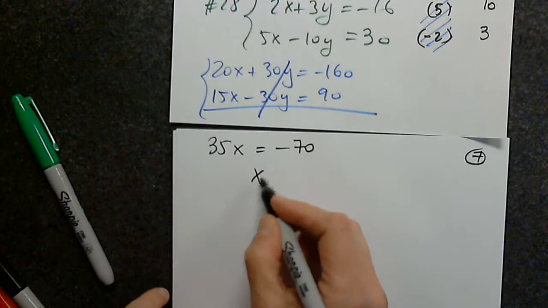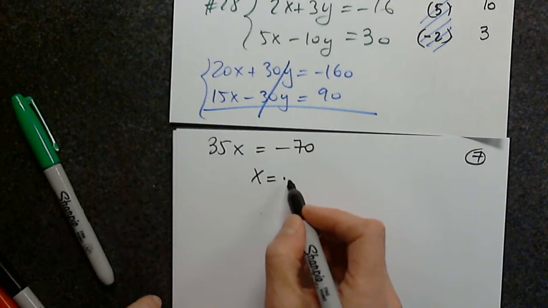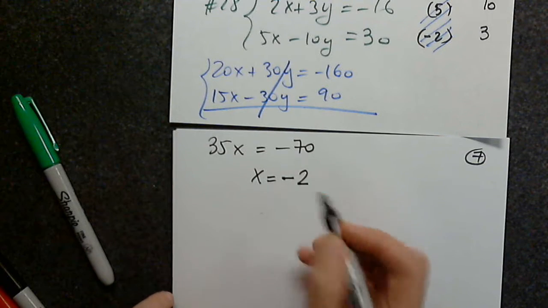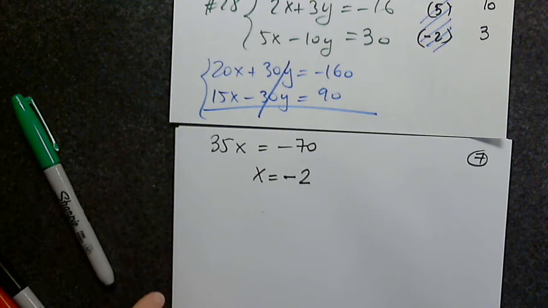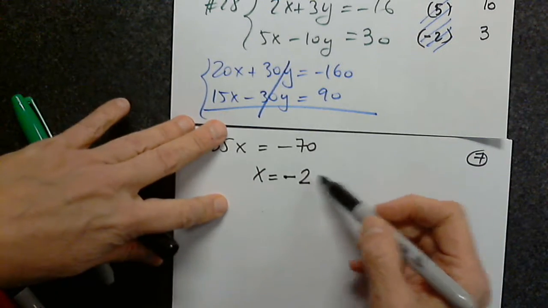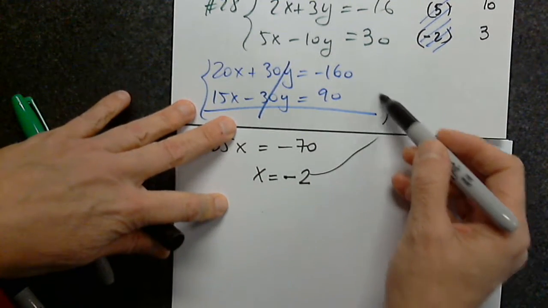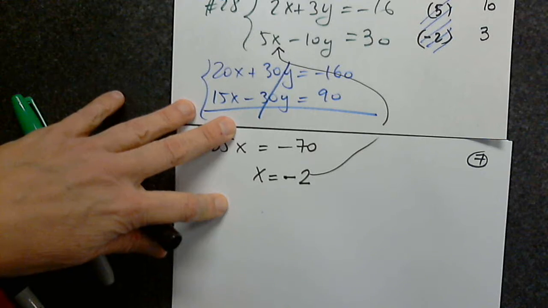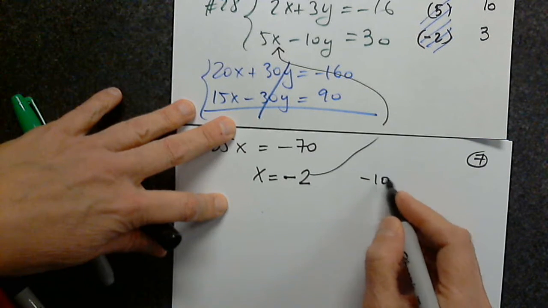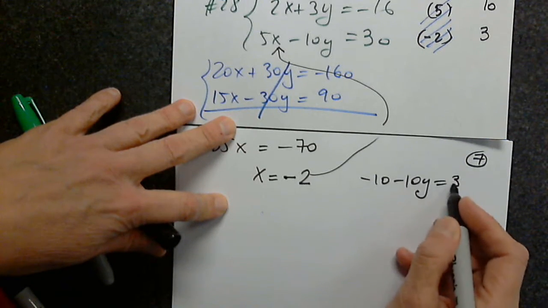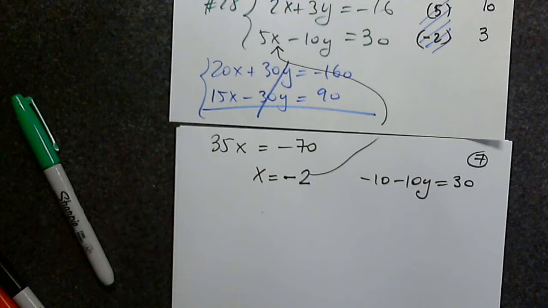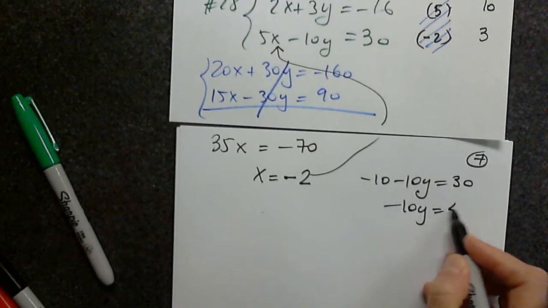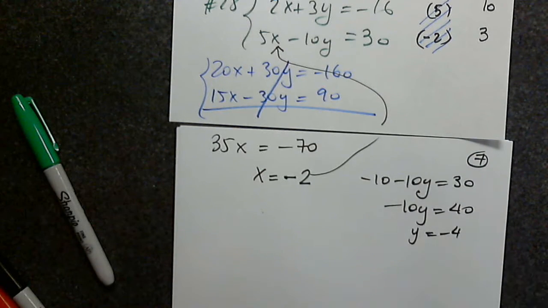Therefore, x equals negative. Good. Perfect. So is this good? Yes. But I have to go back and check and replace x and find y. So that will be negative 10 minus 10y equals 30. So what do I get now? So it's negative 10y equals 40. So y equals?